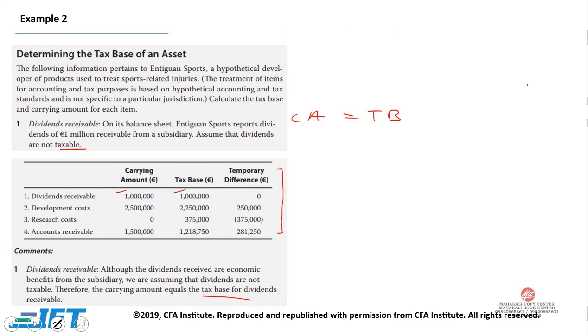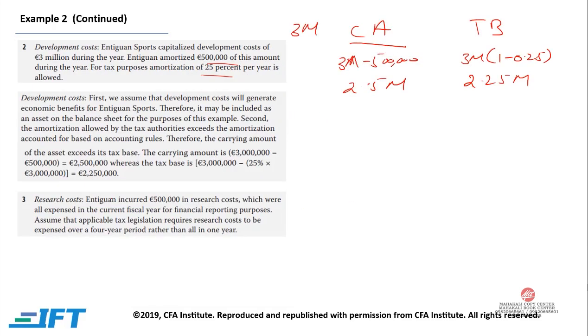And this can be observed from here. The carrying amount is 2.5 and tax base is 2.25, and your temporary difference is 250,000. This temporary difference is positive, carrying amount is more than tax base, so this is going to generate deferred tax liability.